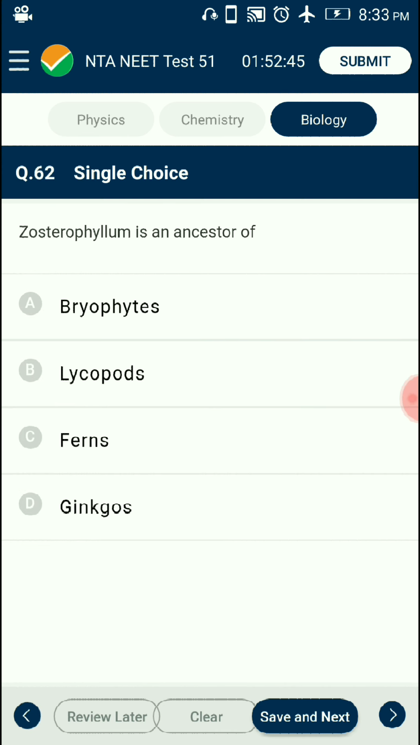Question number 62. Geostrophyllum is an ancestor in the evolution pathway of lycopods: chlorophyte ancestors, trichophyte ancestors, Geostrophyllum, lycopods. Bryophytes evolved directly from the chlorophyte ancestors. The evolution pathway of ferns and ginkgos is chlorophyte ancestors, trichophyte ancestors, rhynia-type ancestors, xylophyton. So the answer is option B, lycopods.